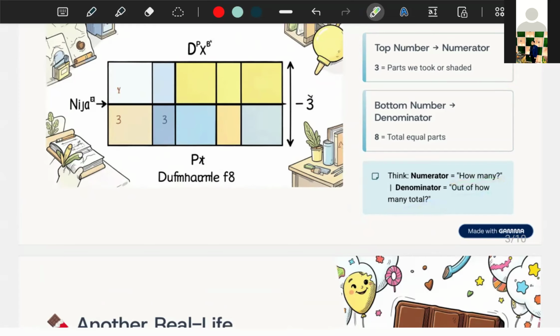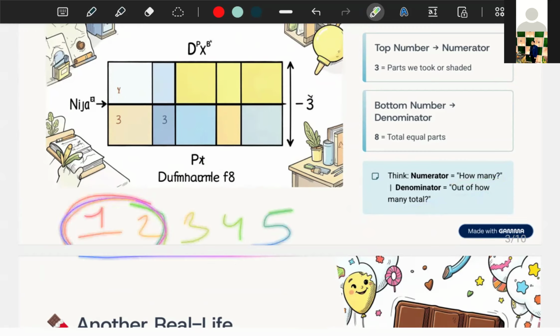Suppose we have the numbers 1, 2, 3, 4, 5. So in total we have 5 numbers. Now out of which I have taken 2 numbers. So how much are we left with?